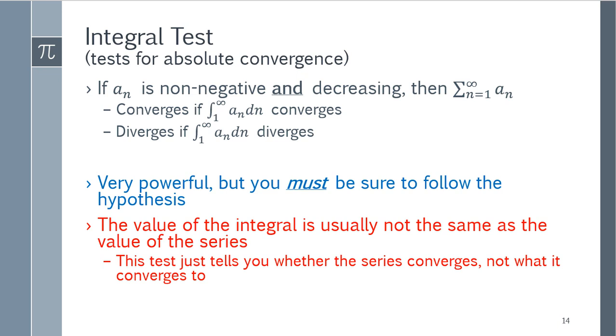Secondly, the value you get for the integral is rarely what the series converges to. This doesn't tell us what the series is converging to, it just tells us whether it converges. So as long as I get a real number for the improper integral, the series would converge. No idea what it converges to, just that it converges.